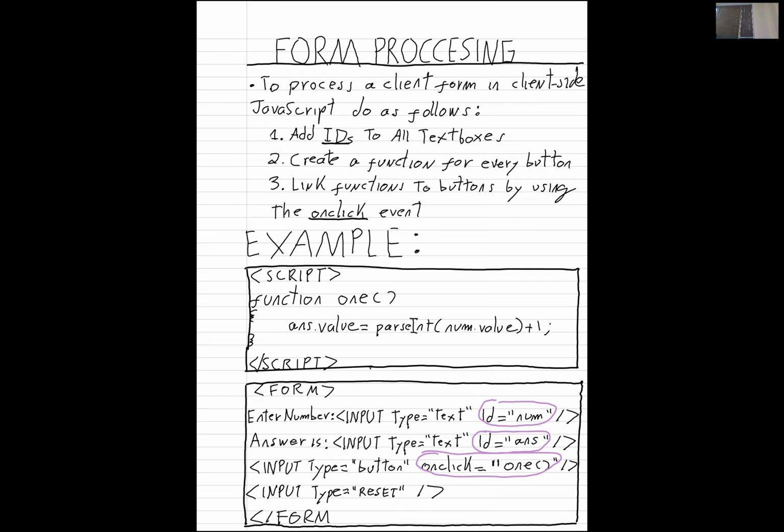This one is not really a button, it's a reset. It'll reset the form and blank out all the values. This one is an actual button. So once again, you need IDs. What needs IDs? Text boxes. Second, you have to create a function for the button, and you link it using the onClick. Every single button is going to have a separate function. So if you have three buttons, you would have three functions.